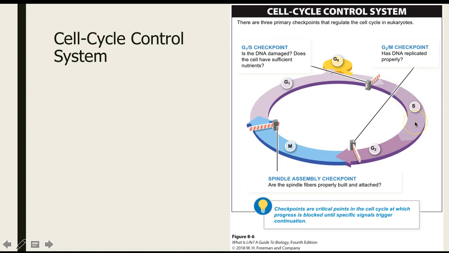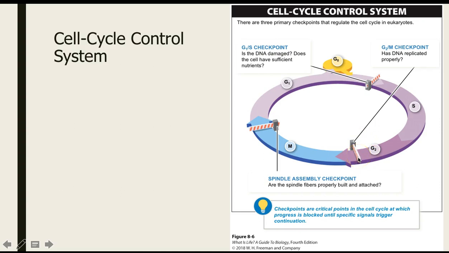Now remember what the S phase was all about: replicating DNA. And so at the end of G2, we make sure that S phase has completed properly. We want to make sure that all the chromosomes are replicated and that DNA synthesis happened the way it needed to. Did we make exact copies and so forth? So that's the G2/M checkpoint, and M stands for mitosis.